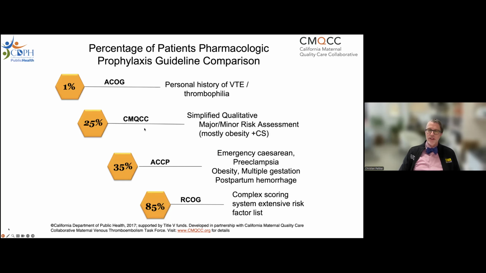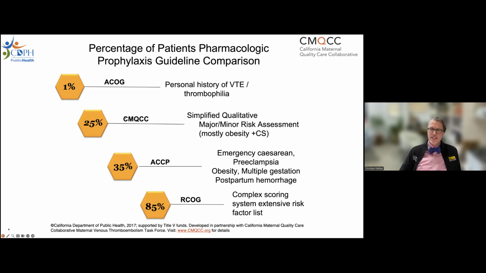And so going through them again in terms of how they approach their recommendations, ACOG just has those high-risk people, and that would cover about 1% of patients. So that provides the recommendations and a thromboprophylaxis regimen for about 1% of our patients.